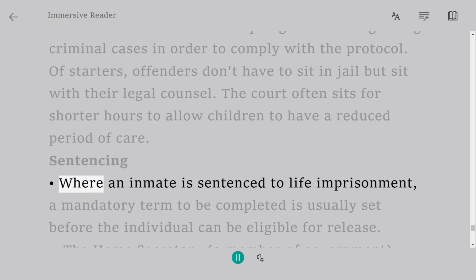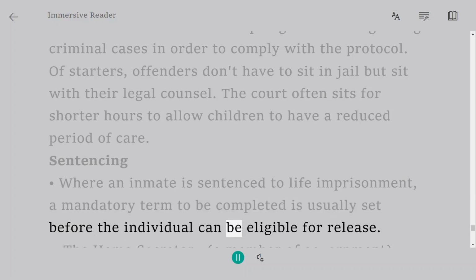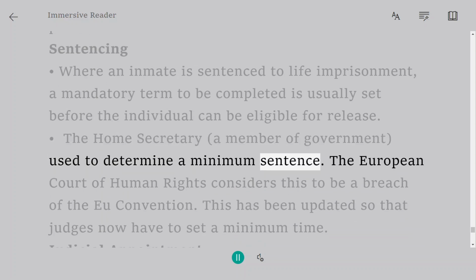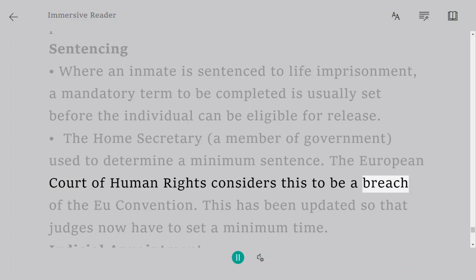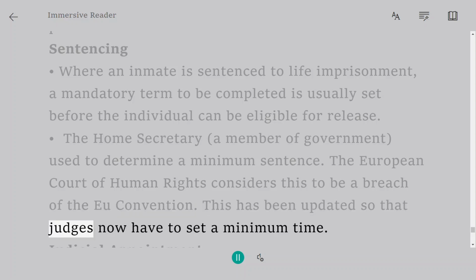Sentencing. Where an inmate is sentenced to life imprisonment, a mandatory term to be completed is usually set before the individual can be eligible for release. The Home Secretary, a member of government, used to determine a minimum sentence. The European Court of Human Rights considers this to be a breach of the Convention. This has been updated so that judges now have to set a minimum time.